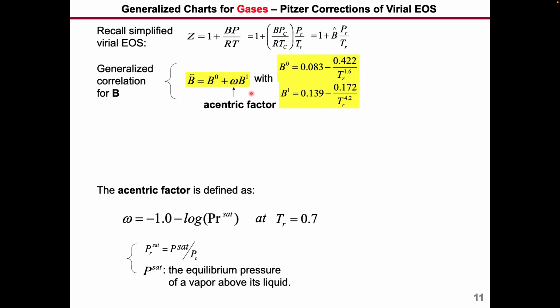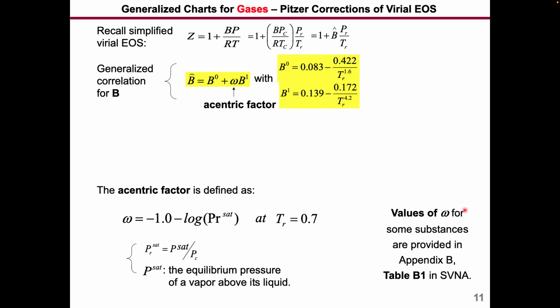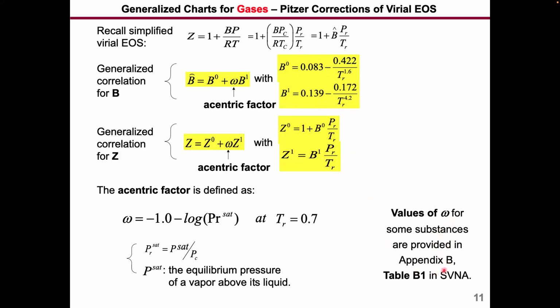Okay. So now B0 depends on your temperature, right? B0 is equal to some constants, but you have some temperature dependence, okay? And B1 also has some temperature dependence. So as long as you know the temperature, you can calculate these B1 and B0 values, okay? And again, like I said, the values of omega for some substances are provided in Appendix B, and I will show you a screenshot later, okay?